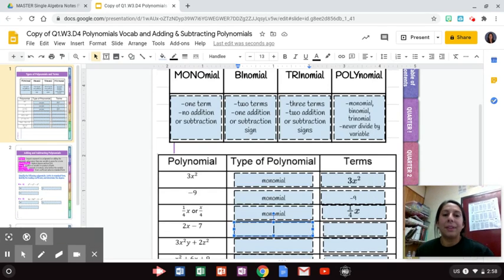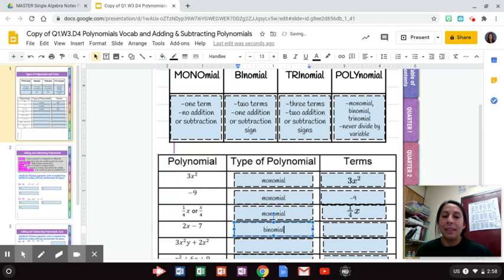Okay, the next one, you have 2x minus 7. You will notice that you do have a minus symbol. There's only one addition or subtraction symbol. It's actually a subtraction. So this makes it a binomial. We have what we call two terms in this problem. So I'm going to type in here binomial. That's the type of polynomial it is.